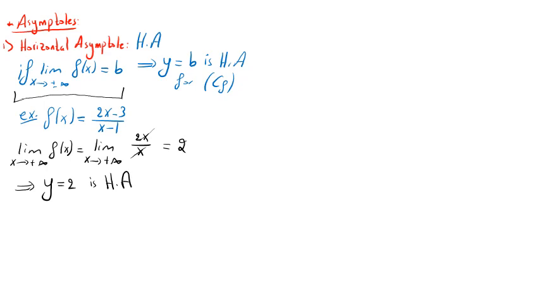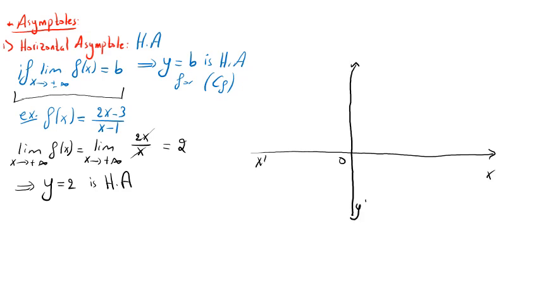If we want to see this one graphically, y equal to 2, this is a line parallel to x-axis. This is x-axis, and here we have y-axis. First we will draw y equal to 2. This is the line y equal to 2. Limit at infinity is equal to 2.